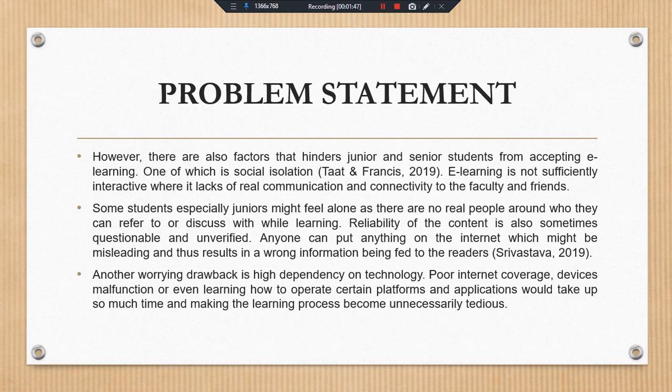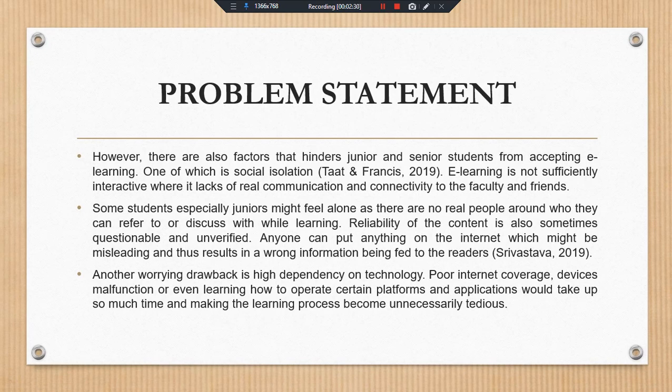For the problem statement, however, there are also factors that hinder junior and senior students from accepting e-learning, one of which is social isolation. E-learning is not sufficiently interactive, where it lacks real communication and connectivity with the faculty and friends. Some students, especially juniors, might feel alone as there are no real people around whom they can refer to or discuss with while learning. Reliability of the content is also sometimes questionable and unverified.